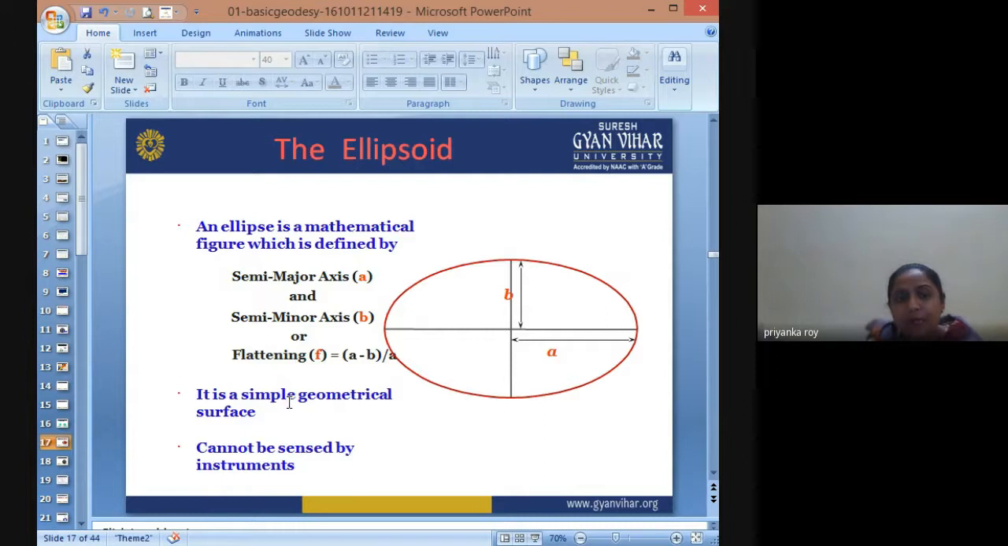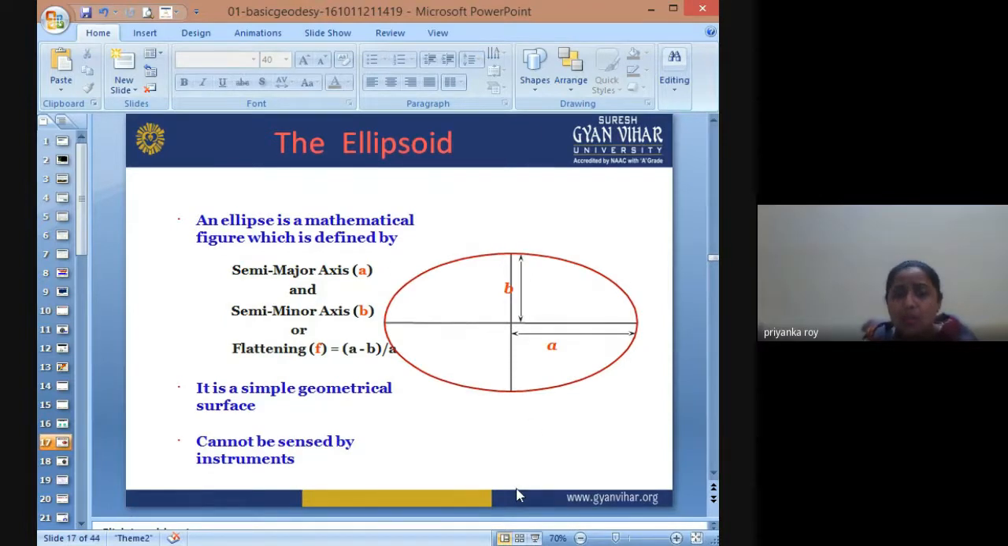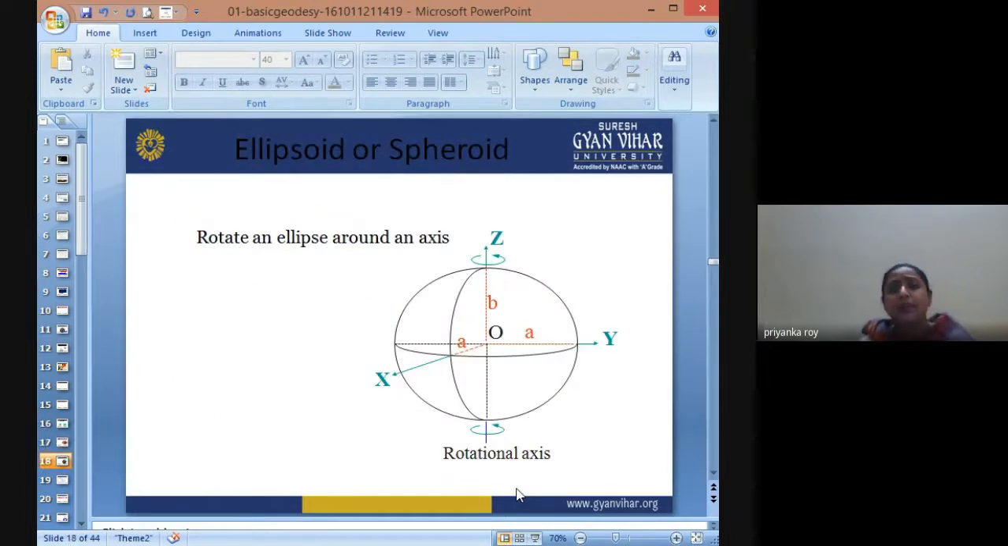So the ellipsoid is simply a geometrical surface and cannot be sensed by an instrument, so it cannot be used in instruments. Now, the rotation of the ellipse around the axis is like this. Suppose the Earth is moving from west to east, right? That's why we see the sun rising from the east. Now when it is moving west to east, what is happening here?